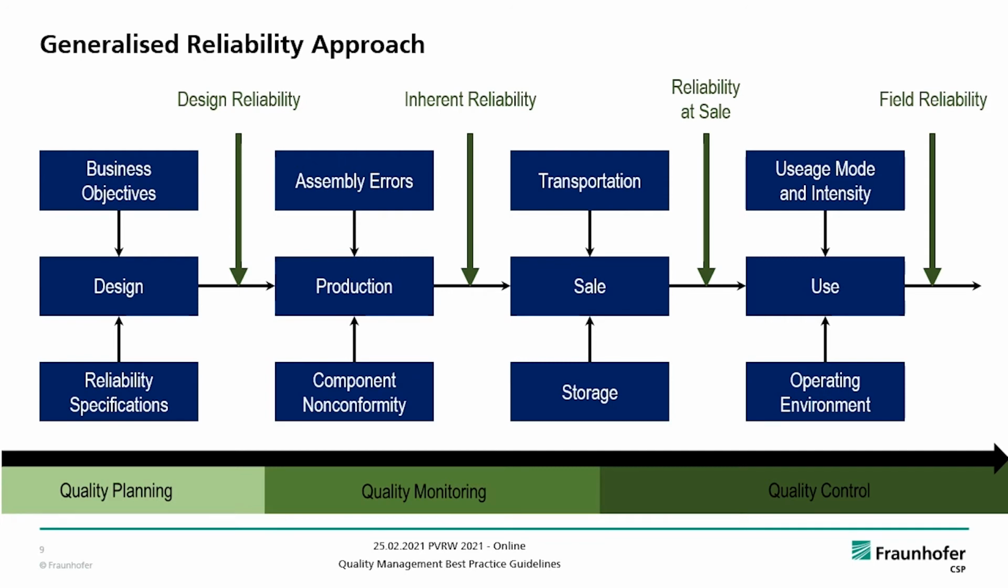Typically, we have four stages of reliability in virtually all industries. We have design reliability, then the inherent reliability of all the components we purchase, which we need to verify. We have reliability at sale, and then finally what happens in the field. So these are different stages.